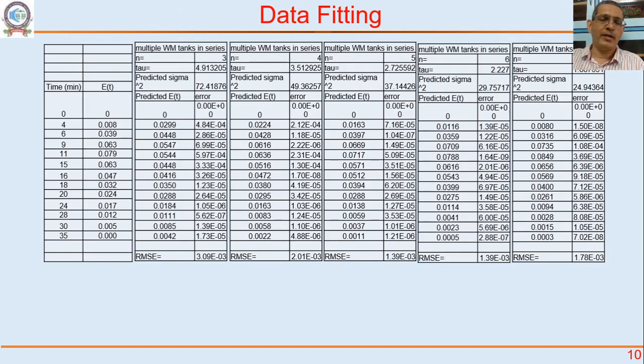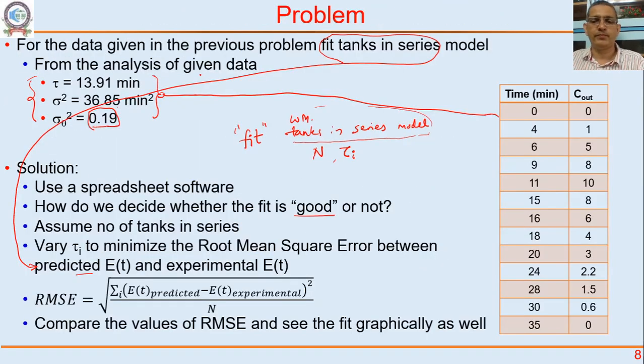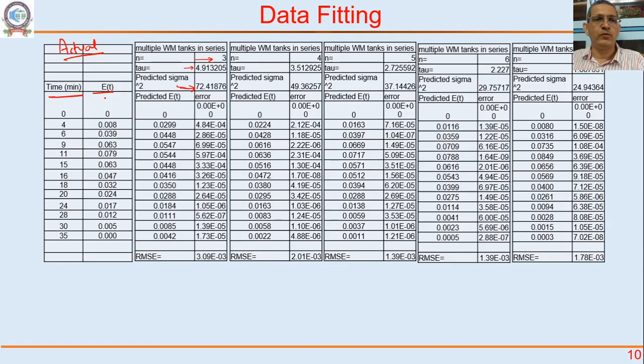So here is the answer, or here is what you will probably get, maybe if you've done things properly. This is your experimental, actual E curve, actual time versus E(t). Now we can take n equal to 3, let's say tau equal to 4.9. Predicted sigma square would be 72. Why? Because it is n tau I square. See this? n tau I square, 4.9 square into 3, 72.